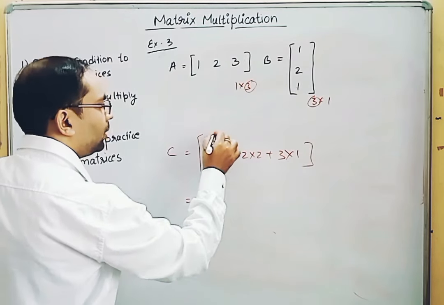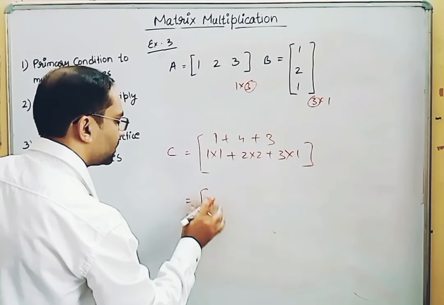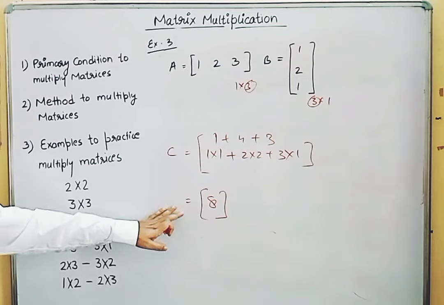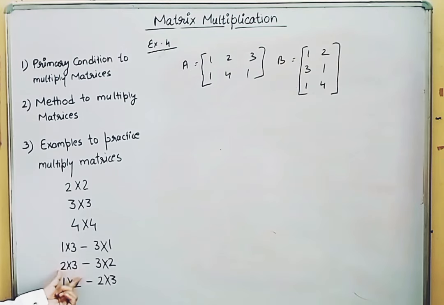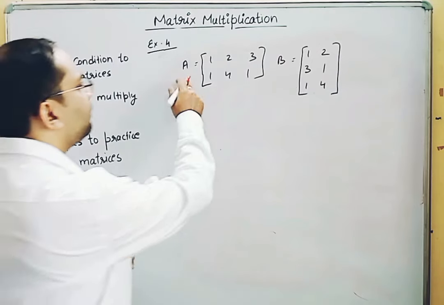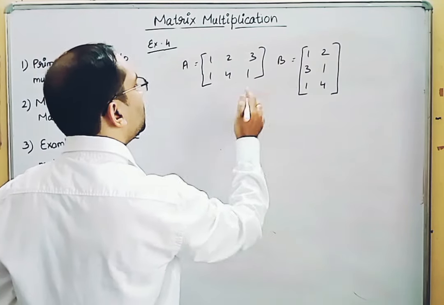So this is 1 cross 1 plus 2 2s are 4 and this is 3 1s are 3. So 3 plus 4 7 and this is 8. So we have a 1 cross 1 product. This is C. Let's see another example. Now let's see the example number 1 where we can multiply 2 cross 3 with 3 cross 2. Here we have two matrices A and B. The order of this matrix is 3 cross 2. Sorry, this matrix is 2 cross 3.